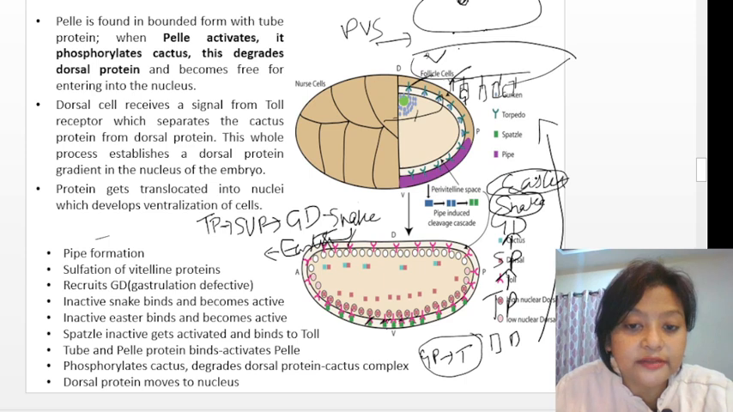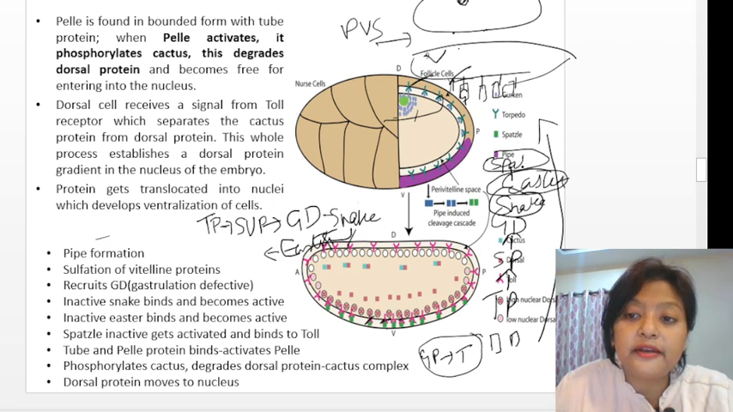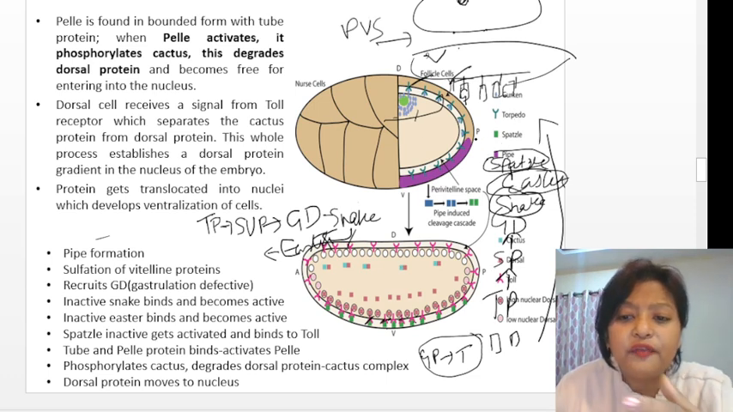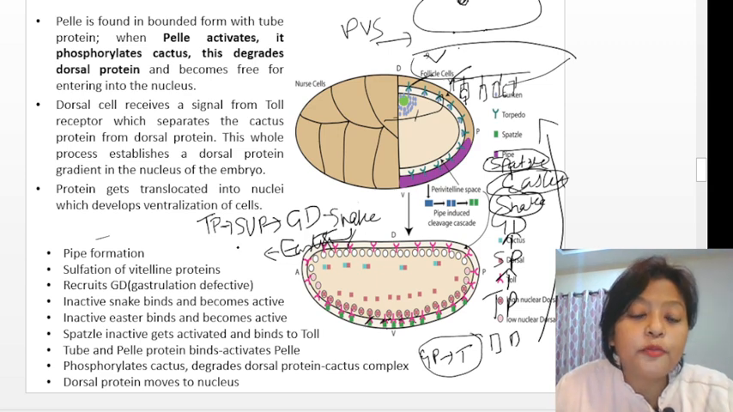So once Easter becomes active, what will happen? It leads to the formation of Spätzle. Out here you can see that this green is Spätzle. Forget the diagram, just look at what I'm showing you. So Spätzle will lead to the formation of inactive Spätzle. So now this inactive Spätzle, where will it go?